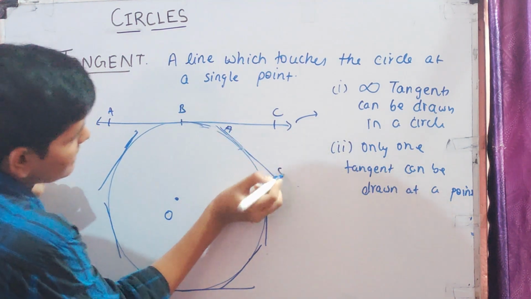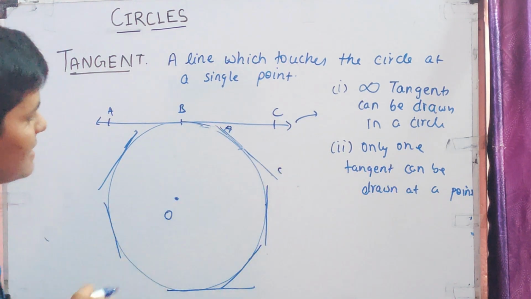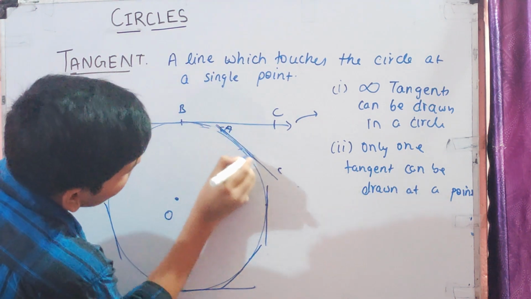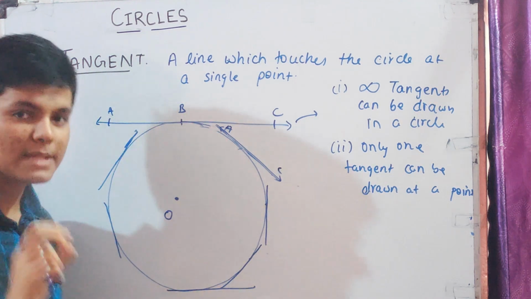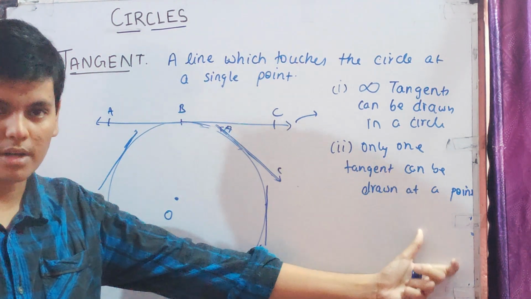Suppose there is a tangent AC. For example, we are going from A to C. This is a tangent. If you go from C to A, that is also the same tangent. Hence, only one tangent can be drawn at a point.